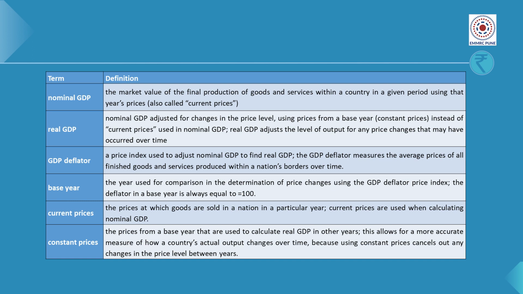Constant prices: the prices from a base year that are used to calculate real GDP in other years. This allows for a more accurate measure of how a country's actual output changes over time, because using constant prices cancels out any changes in the price level between years.